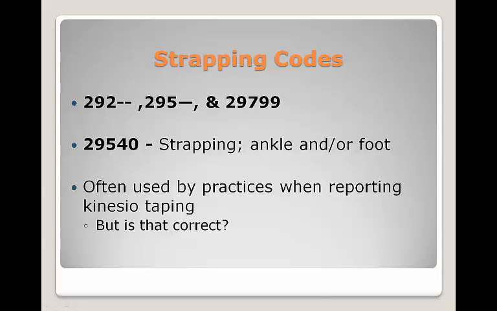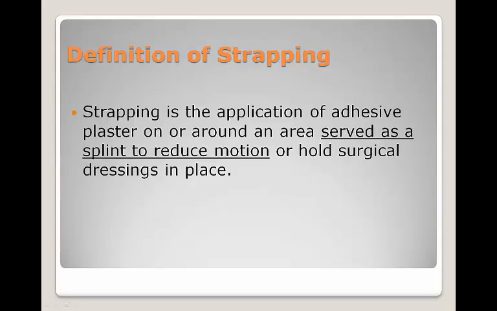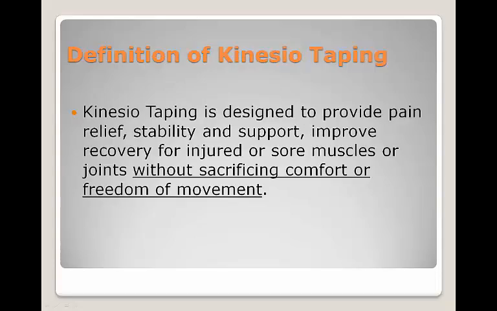And these strapping codes are often used by chiropractic practices when reporting kinesio taping, but the question at hand is, is this correct? So first, I want to look at the definition of strapping, and this is pulled offline from various resources. Strapping is defined as the application of adhesive plaster on or around an area served as a splint to reduce motion or hold surgical dressings in place. And just take notice of the underlined portion that I have there, that this is served as a splint to reduce motion, because that's going to be important to keep in mind as we look at the next slide.